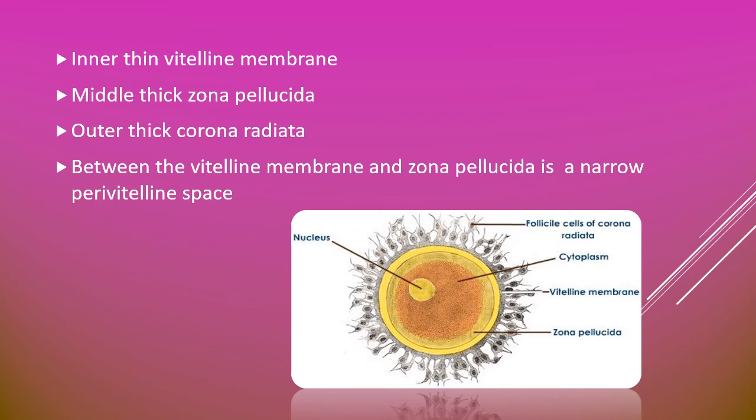Between the vitelline membrane and the zona pellucida, there is a narrow space called the perivitelline space in which the cortical granules released from the ovum get deposited.